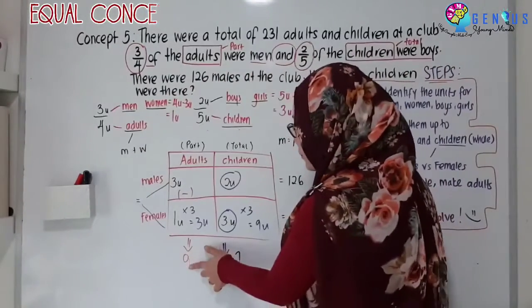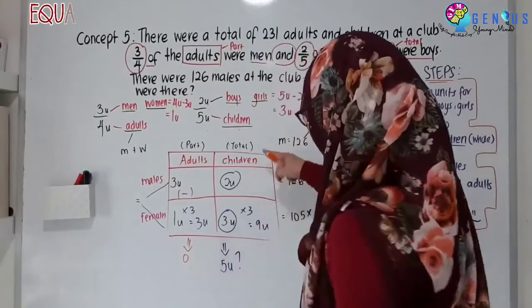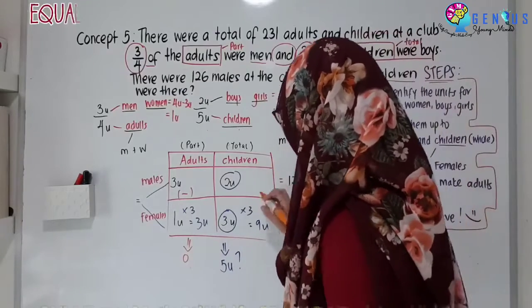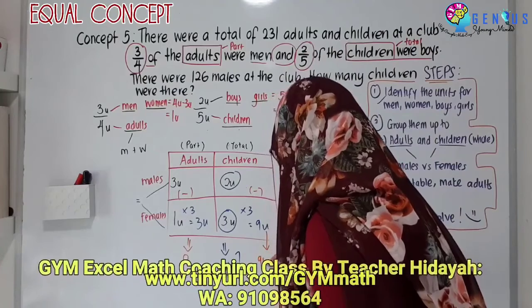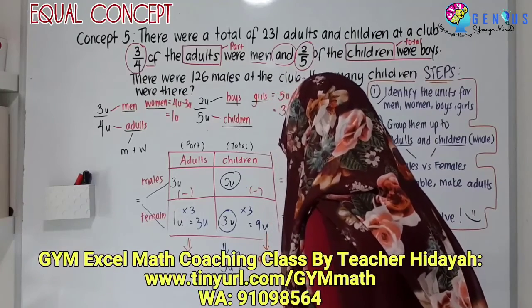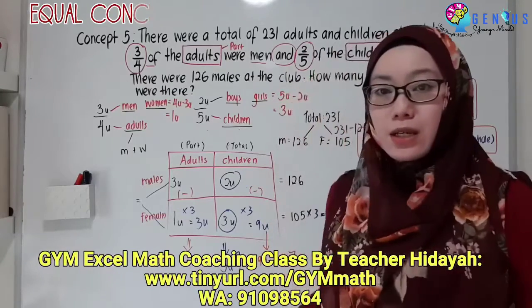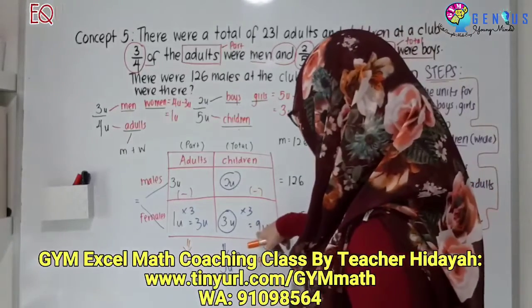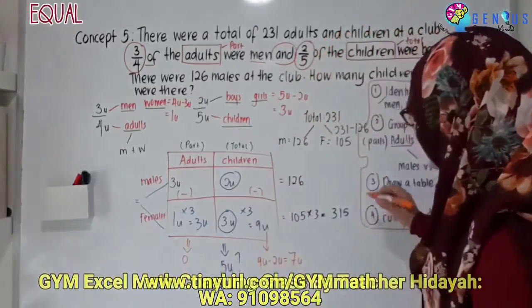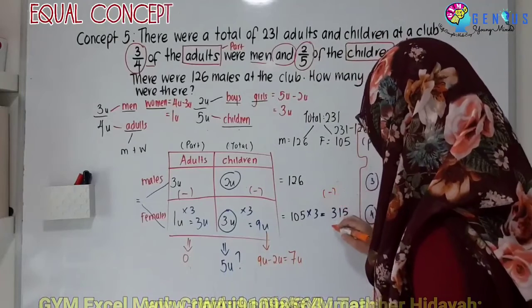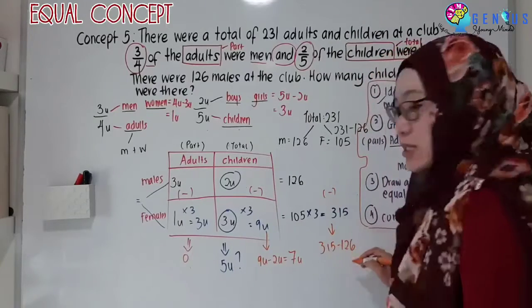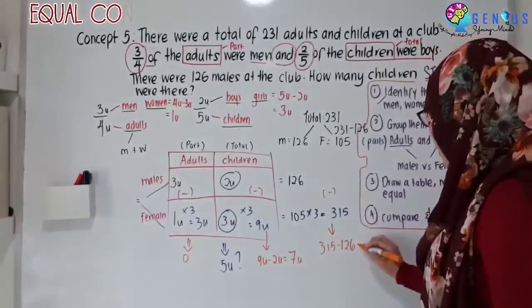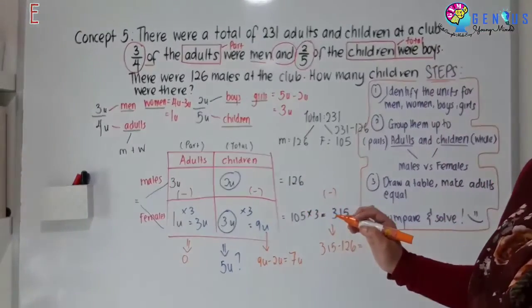Now, if I were to take here 9 minus 2, in this case I also minus. So here becomes 9 units minus 2 units equals 7 units. You get me? How I get that? 9 minus 2. Here must also minus with each other. So here becomes 315 minus 126 equals 189.